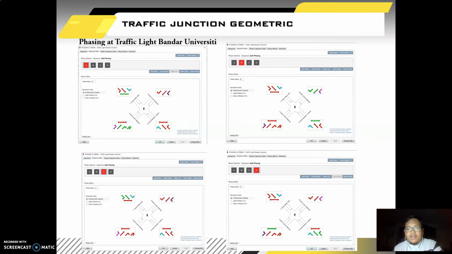Next, as we can see, this is the layout at Sidra. We can view the facing one by one to insert the data of a phase, which is the first and the last. At Sidra we will also insert the timing of traffic at Bandar University.